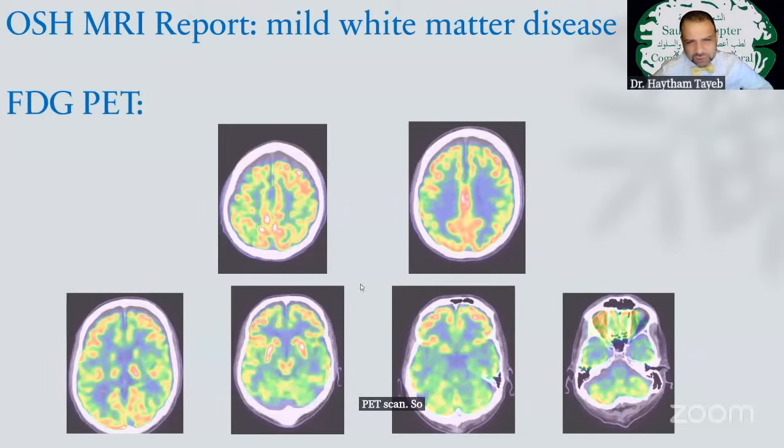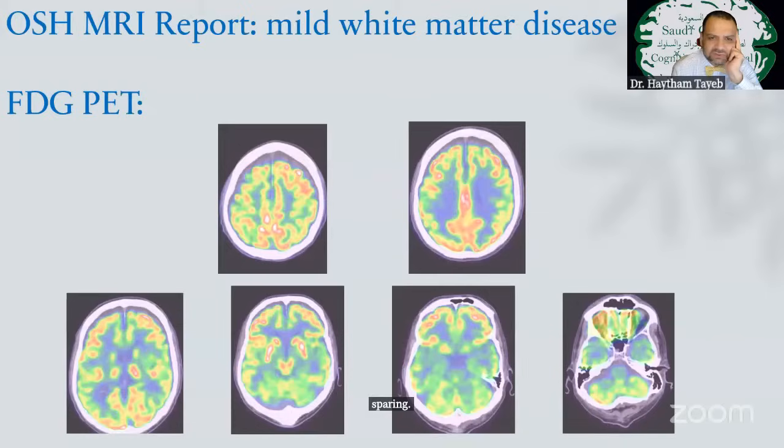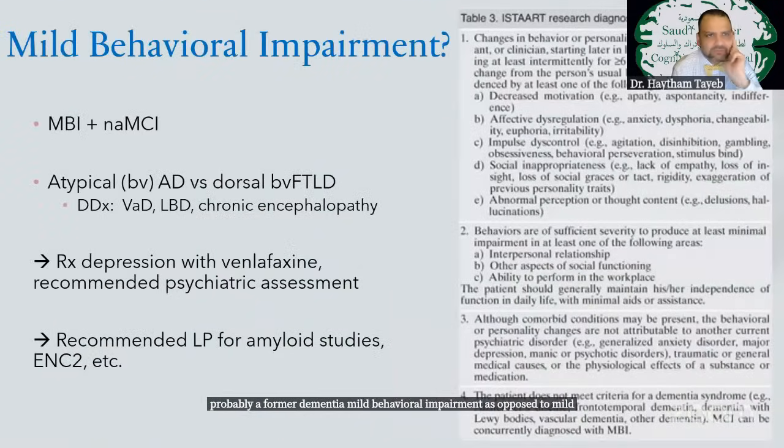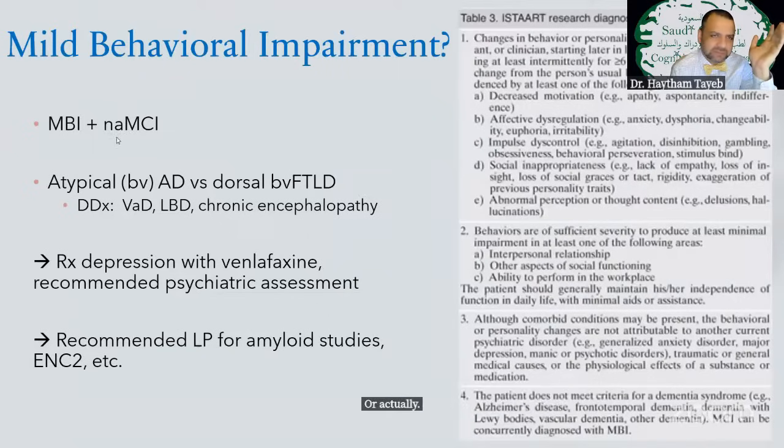So this is not just depression. Depression shouldn't do this. And the pattern, to me, looked closest to what you would see in Alzheimer's disease, as opposed to Lewy body dementia, where you'd see occipital hypometabolism or cingulate sparing. And so that's what I counseled the family. I said this was probably a form of dementia, mild behavioral impairment, as opposed to mild cognitive impairment. Or actually, he would qualify for non-amnestic MCI since there were abnormalities on testing as well.